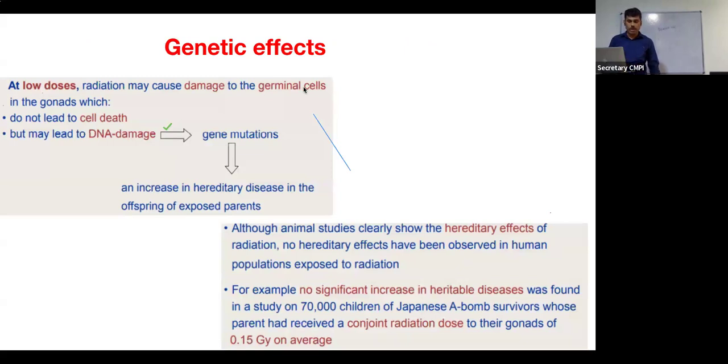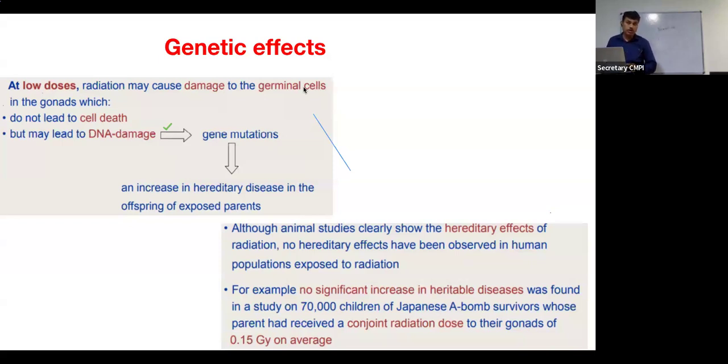At low dose, radiation may cause damage to the germinal cells in the gonads. If there is no cell death in the germinal cells, but they sustain a mutation, DNA damage, gene mutation, and the cell does not die, then there is a possibility of hereditary disease in the offspring. Animal studies clearly show the hereditary effect of radiation.